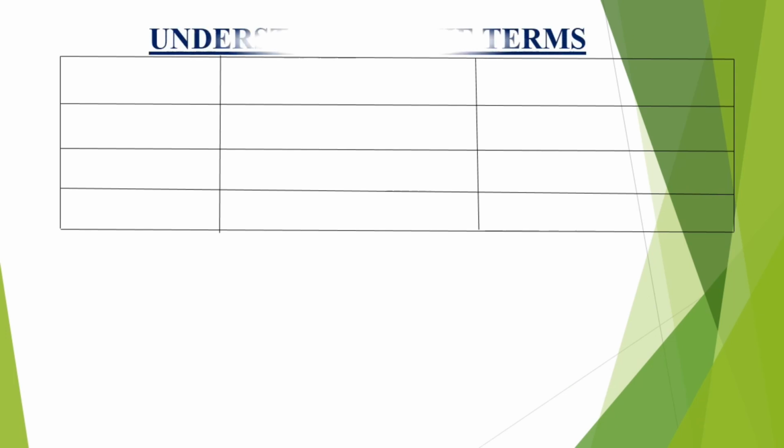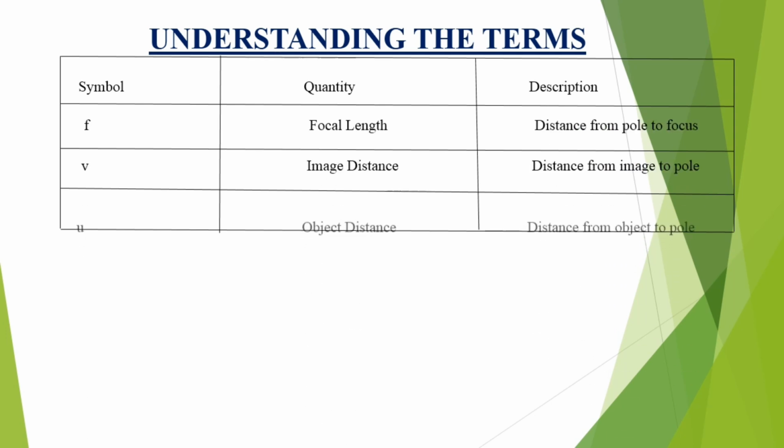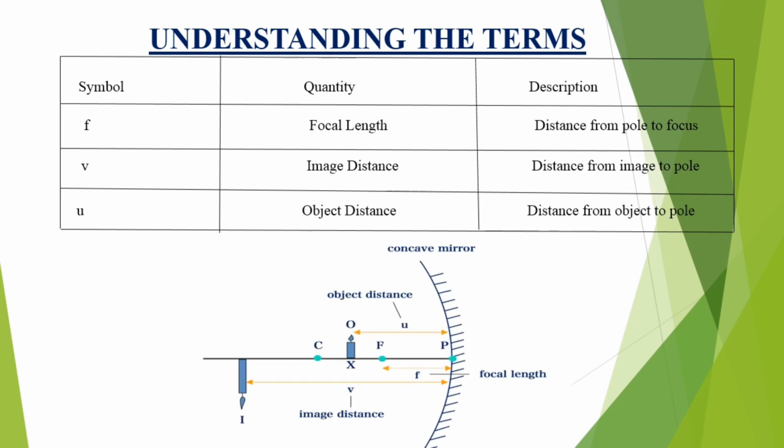So we can understand the terms. Consider the image here. f is the focal length, v is the image distance, and u is the object distance. They all are measured from the mirror only. The focal length f is the distance from the pole to the focus. Image distance is the distance from the image to the pole. Object distance is the distance from the object to the pole.